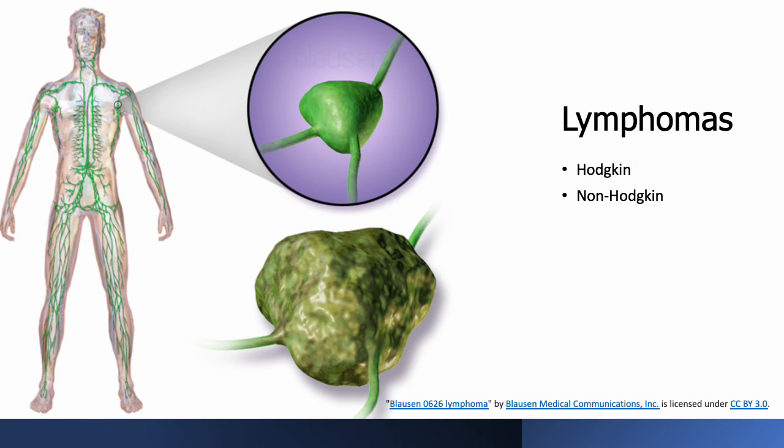Lymphomas are a group of diseases caused by malignant lymphocytes that accumulate in lymph nodes, leading to lymphadenopathy. The lymphatic system is a network of vessels and nodes throughout the body that helps to fight infection, and lymphadenopathy is a term used for swelling of your lymph nodes. The major subdivisions of lymphoma are Hodgkin lymphoma and non-Hodgkin lymphoma.